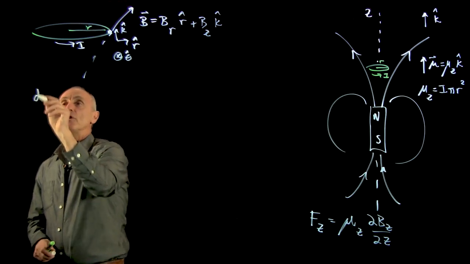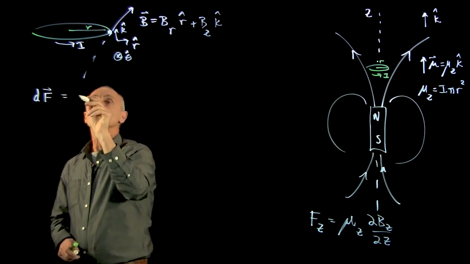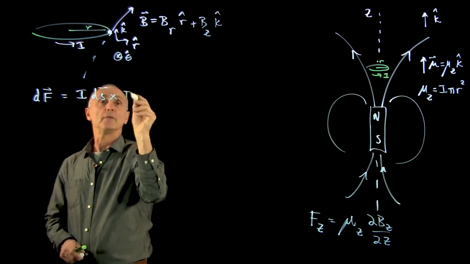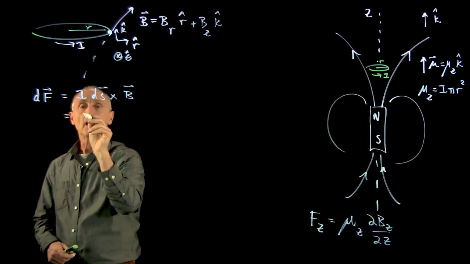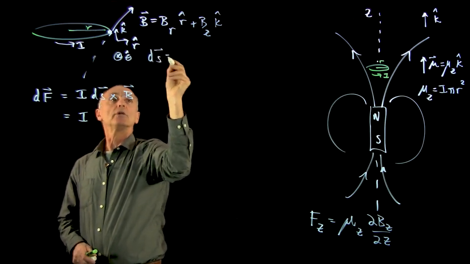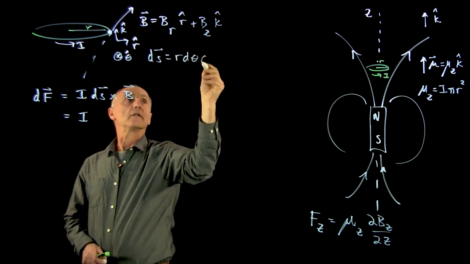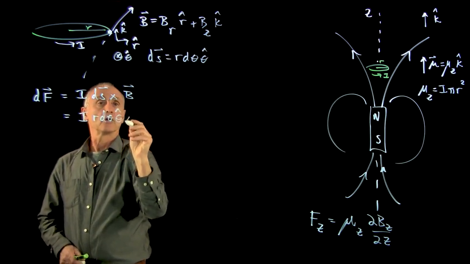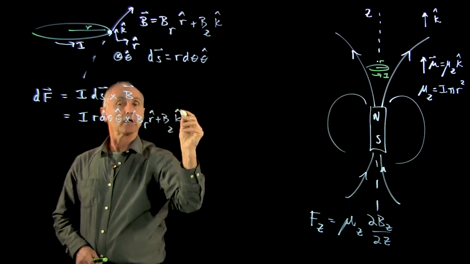Then we know that the force dF on the current loop here is equal to the current I ds cross the B field. And so what we get is I, now ds is in the same direction as the current, and in this case it's our theta hat direction. So we'll write it as r d theta theta hat. And what we get is r d theta theta hat cross Br r hat plus Bz k hat.